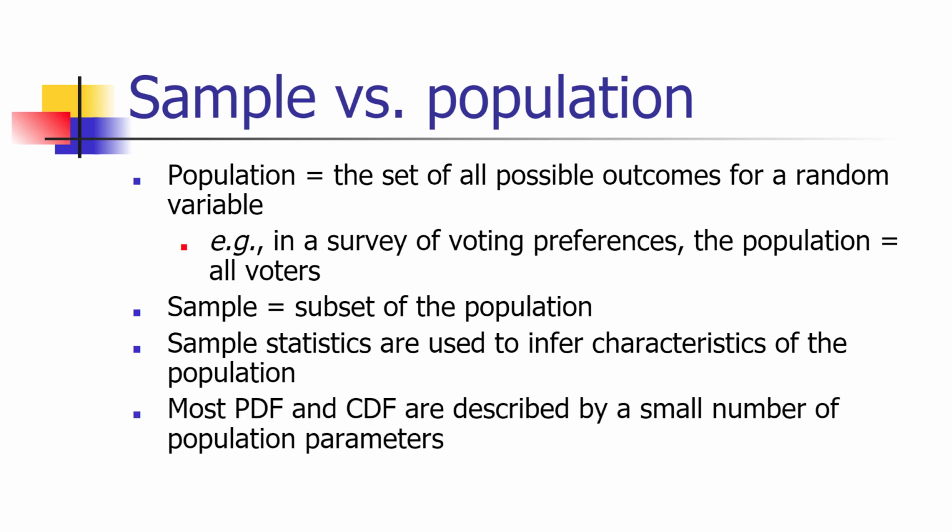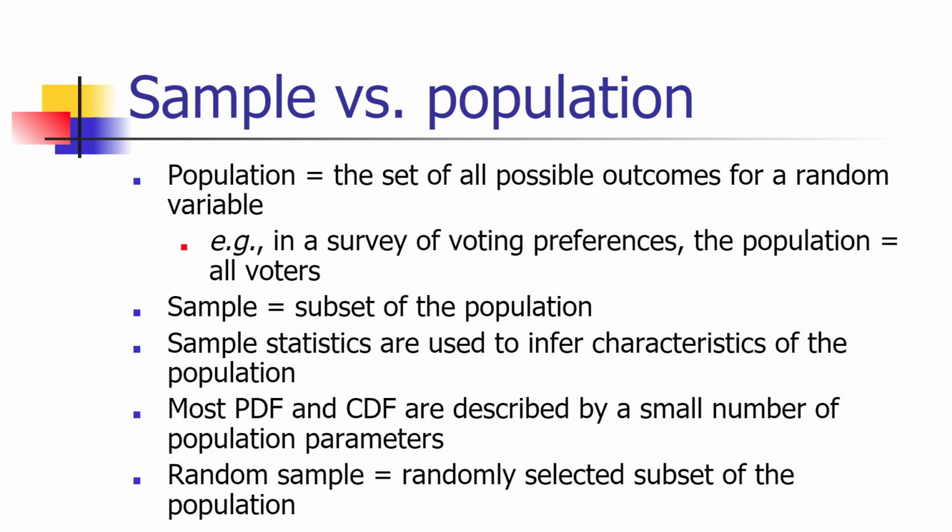Most probability density functions and cumulative density functions are described by a small number of population parameters. If you think back to your statistics course, the normal distribution is characterized by only two, the mean and the variance. When we work with samples, we generally try to draw random samples of the population so that it's representative of the population as a whole. If you don't do that, you may end up with estimates that do not reflect the overall population. And we'll go through many examples of that in this class.